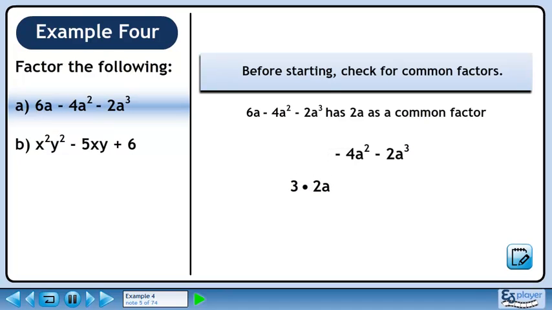6a breaks up to 3 and 2a. Minus 4a squared is the same as minus 2a times 2a. Minus 2a cubed is the same as minus 2a times a squared. Factor out 2a. This gives 2a times 3 minus 2a minus a squared.